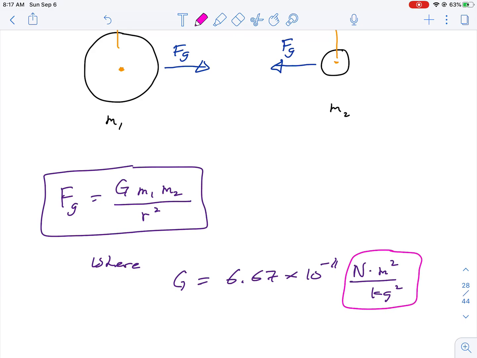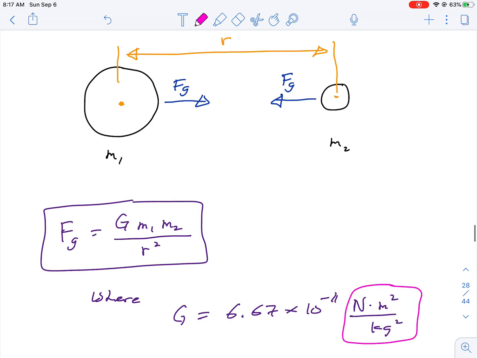And we can learn something kind of important about the units here. If you look at the units for big G, can you see therefore that the distance has to be in meters, the masses have to be in kilograms, and we're going to end up getting newtons as a result. Good? So this is the universal law of gravitation. Any two masses will attract each other based on this formula.